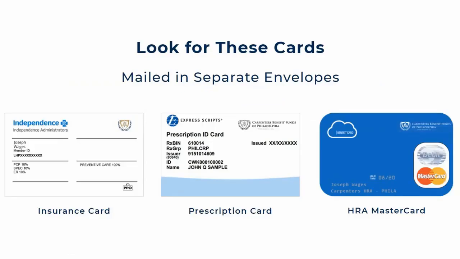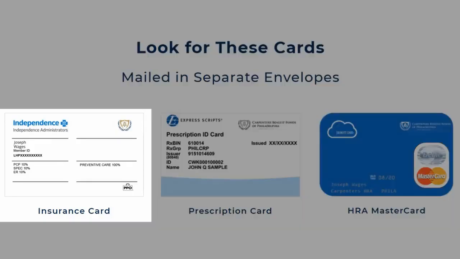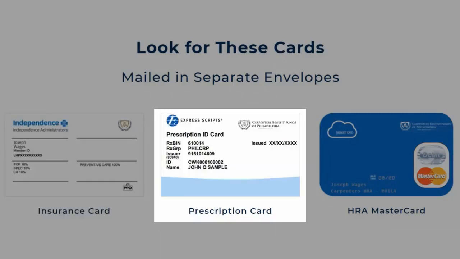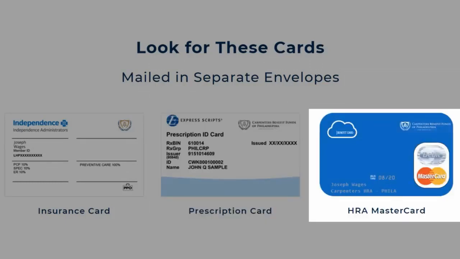Once you're eligible, you're really going to have 3 primary cards that you want to make sure are in your wallet, or at minimum you have a picture of them. It's going to be your Independence Administrators card for medical insurance, your prescription card for Express Scripts. Even if you're not already eligible for benefits, you may have the third one, the HRA MasterCard, and I'll get into how to use that in a moment.